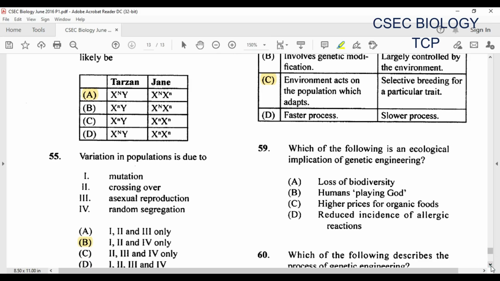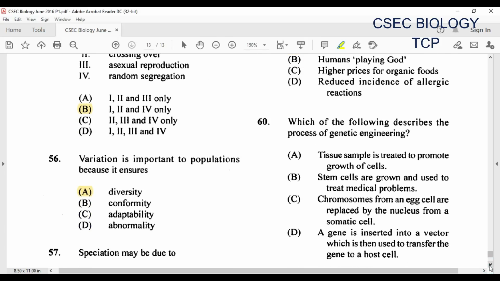For 59, which of the following is an ecological implication of genetic engineering? Human playing God, that's why it's saying that it is unethical. Higher price of organic food, implication. Reduced incidence of allergic reaction. I'm going to go with A. Loss of biodiversity, because now you are just creating what you want and you're really not thinking about anything else in the ecosystem. So I'm going to go with that.